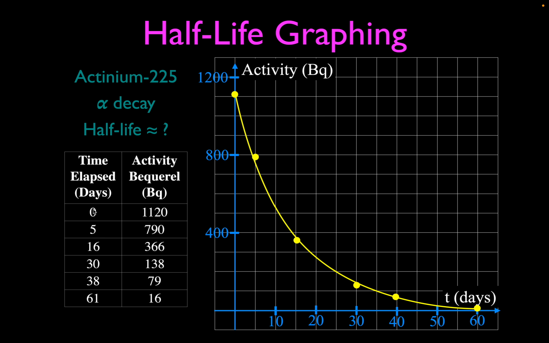As I said before, at time 0, the activity was 1120. Well, after one half-life, the radioactive nuclei are going to be reduced by half, and therefore the activity is going to be half. So half of 1120 is 560. That's going to be the activity after one half-life. We can find that on our graph, 4, 5, 6. So 560 is right here, and we want to know what time corresponds to that activity.